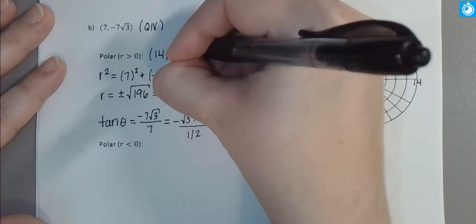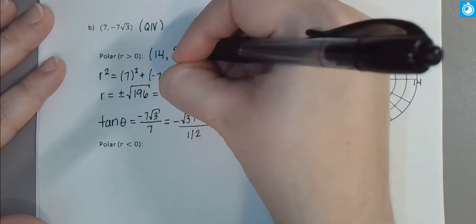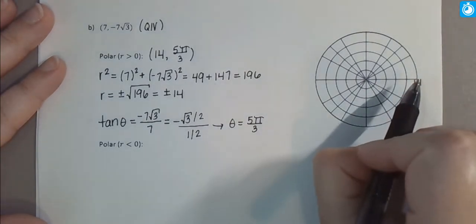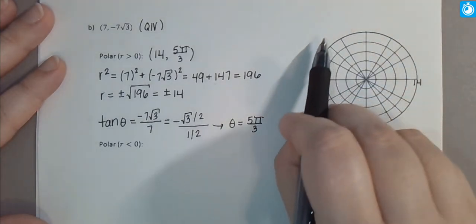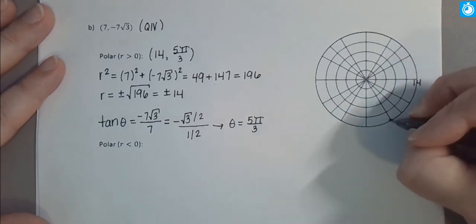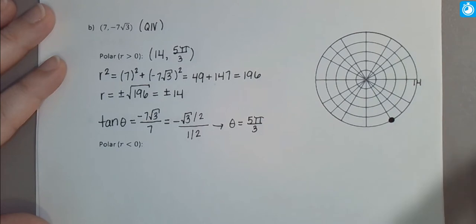So our coordinates are going to be 14 and 5 pi over 3. So if this is our 14th ring, then from there we rotate around 5 pi over 3 radians, which would take us to this particular location.